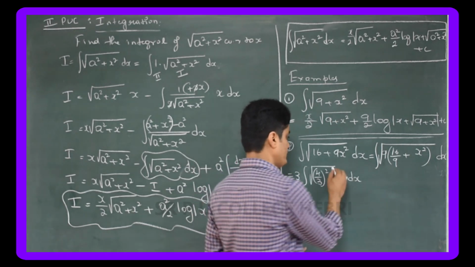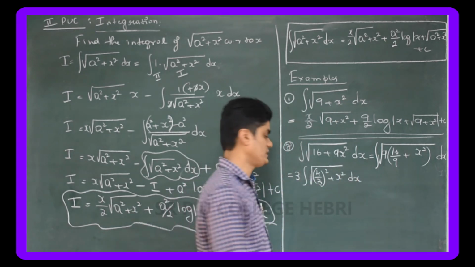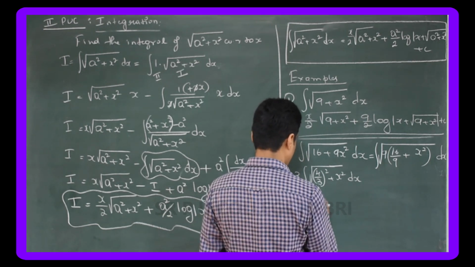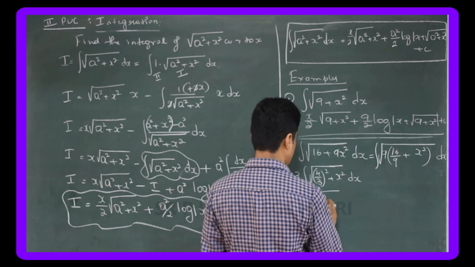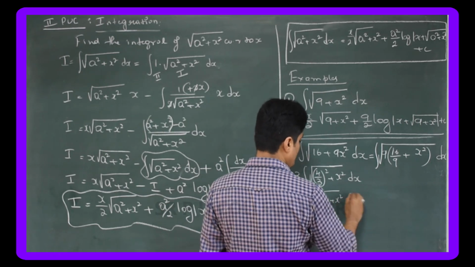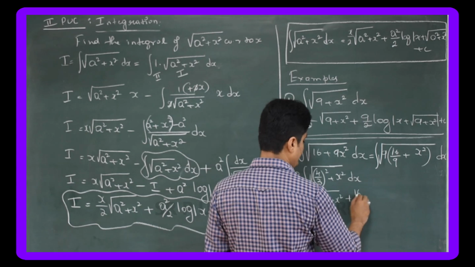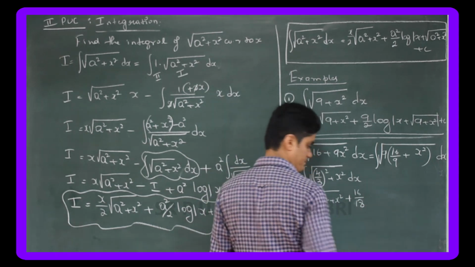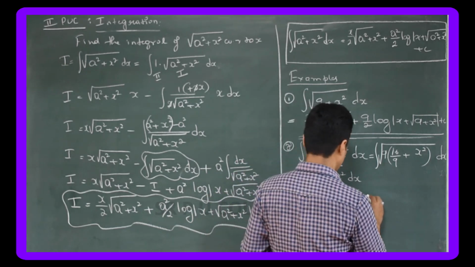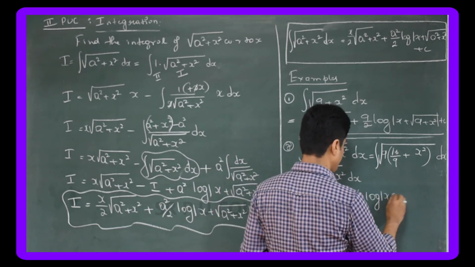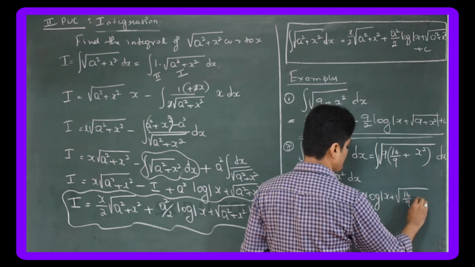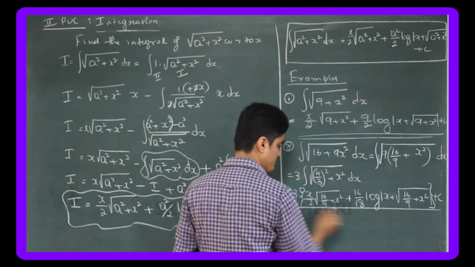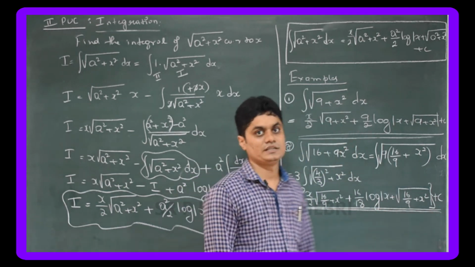Now this is in the standard form, in the form of root of a square plus x square. So directly you can write the formula. x by 2 root of 16 by 9 plus x square, plus a square by 2, that is 16 by 18, because 16 by 9 into 2 is 18. Then log of mod of x plus root of 16 by 9 plus x square, plus integration constant. So this will be the final answer.